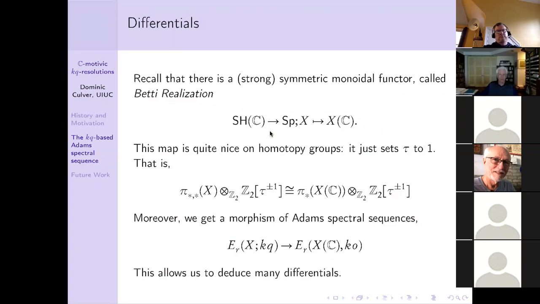Okay, so now at this point, I need to say some words about how you maybe get differentials. Again, the way you do this is you use Betti realization. Betti realization is a strong symmetric monoidal functor, so what that implies is that you actually get a morphism of atom spectral sequences, from the keq-based atom spectral sequence to the ko-based atom spectral sequence of the Betti realization. You can use this to deduce a lot of differentials, and this has been used in other situations as well, like in the motivic atom spectral sequence and what have you.